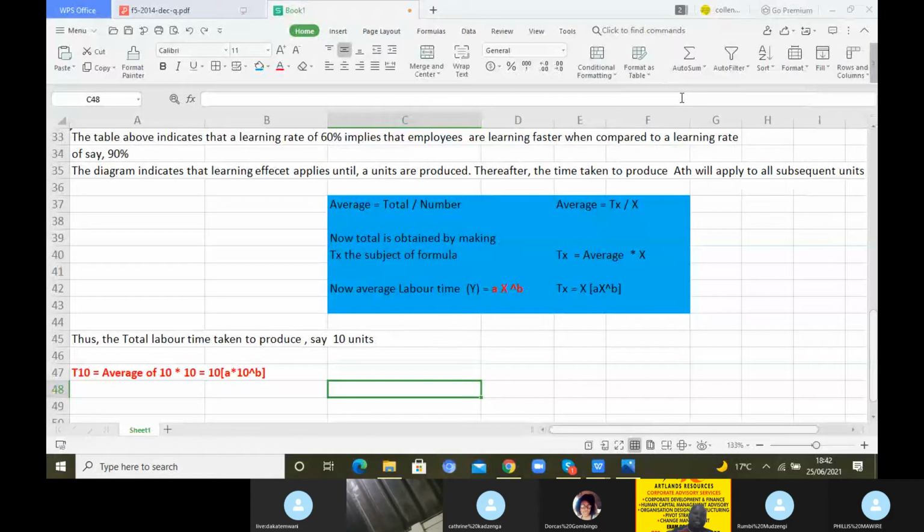Remember, total time for 10, you use this formula. Total means average times number. And instead of saying average, you are saying AX to the power B. So now my question is, how do you calculate total time for 15? Using the same notation, how would you calculate total time for 15?